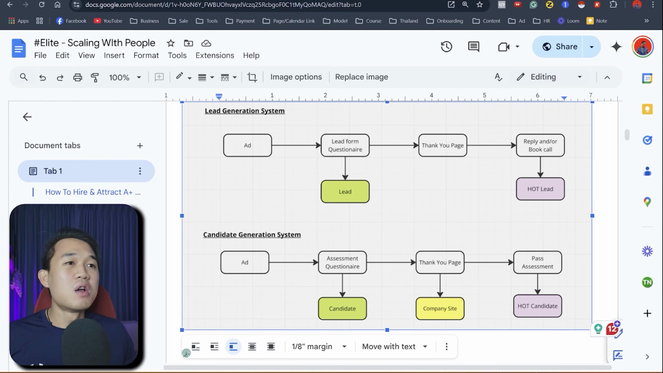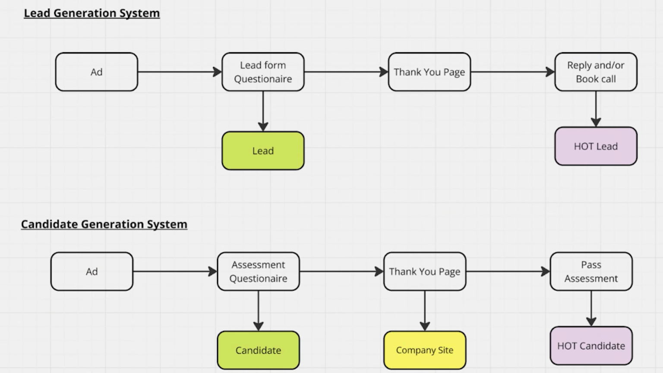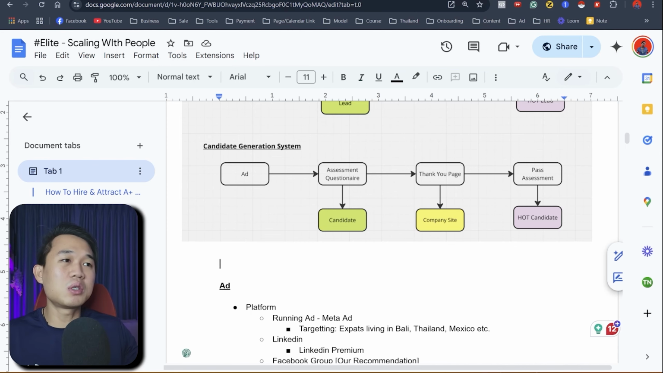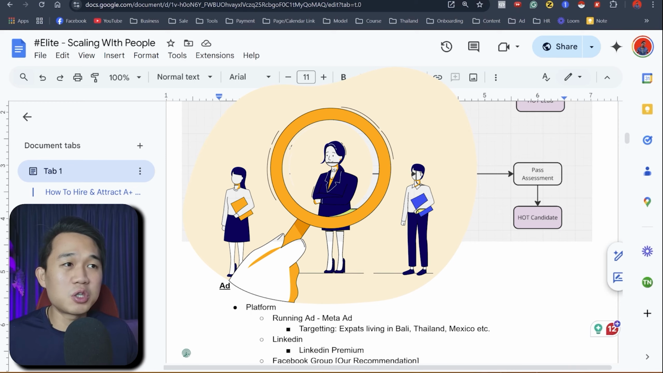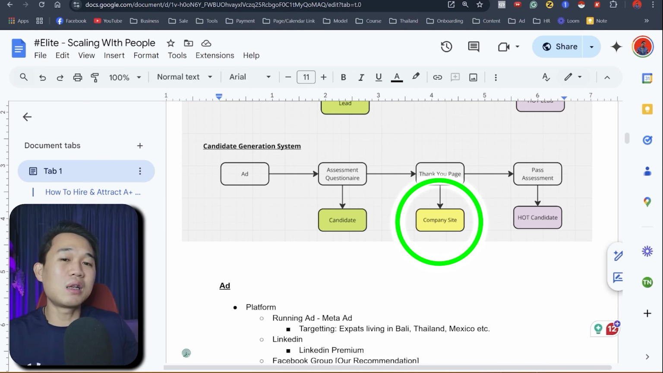Very simple, okay? When it comes to the candidate generation system, it's very, very similar. You have an ad right here, and you have an assessment or questionnaire. We ask them questions to qualify their skill set, to make sure that they actually know what they're talking about. This very much depends on the role. Each role is different, and we're going to show you what that means in a sec. Once they fill out that assessment, they're officially classified as a candidate, and then we lead them to a thank you page which has our company site, so that they can learn more about our company.